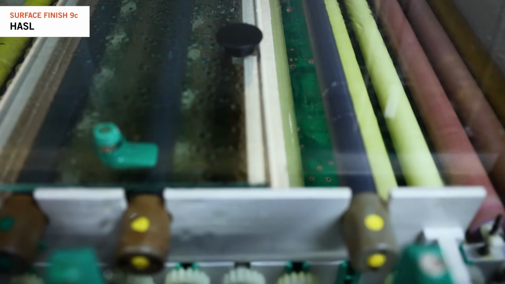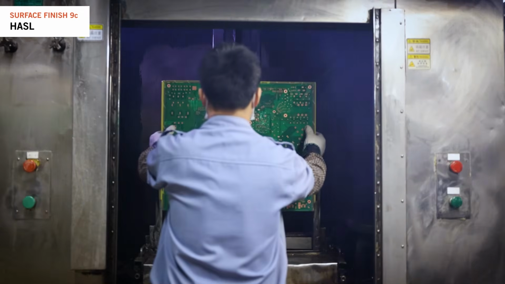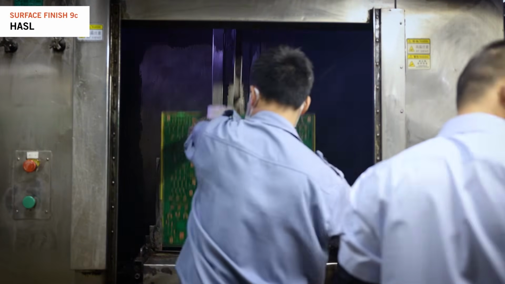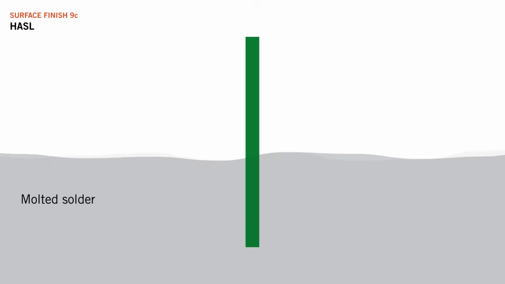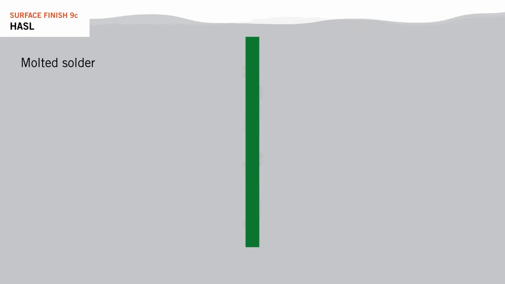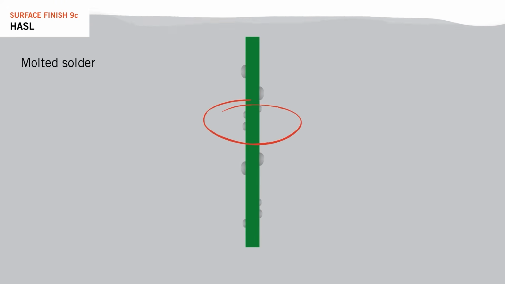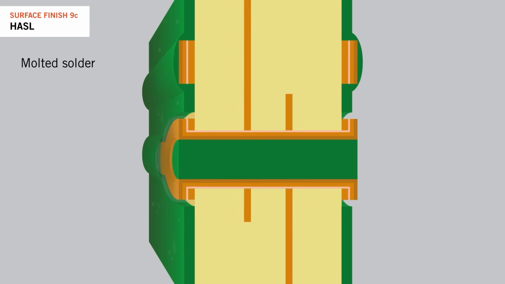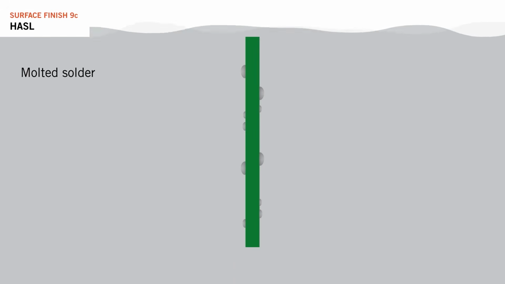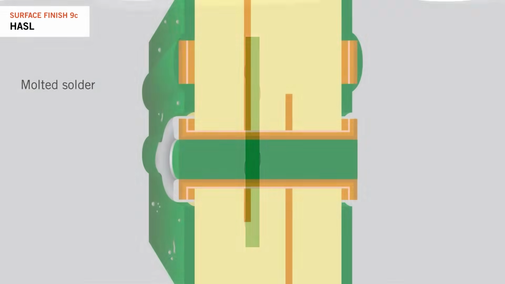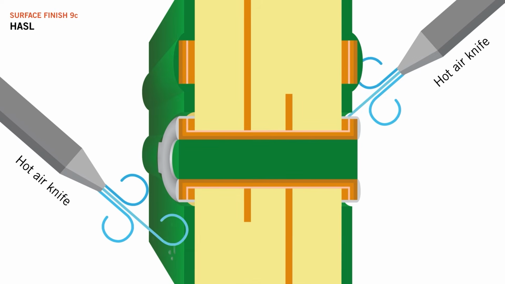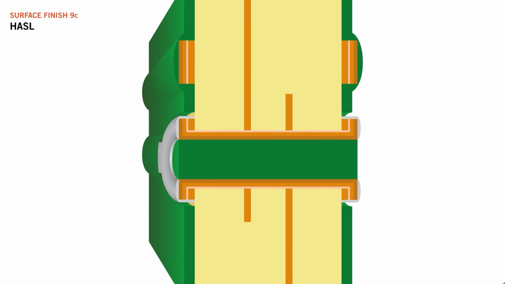Then we apply a flux to remove any oxides from the copper surface. Next, the PCB is lowered into a bath of molten solder for a certain time and with the solder bath at a specific temperature, which sticks to the copper areas. As the PCB is withdrawn from the solder bath at a certain speed, air knives running the width of the panel blow hot air onto the panel surface and remove any excess solder, ensuring we keep the right amount on the areas we need to be solderable.